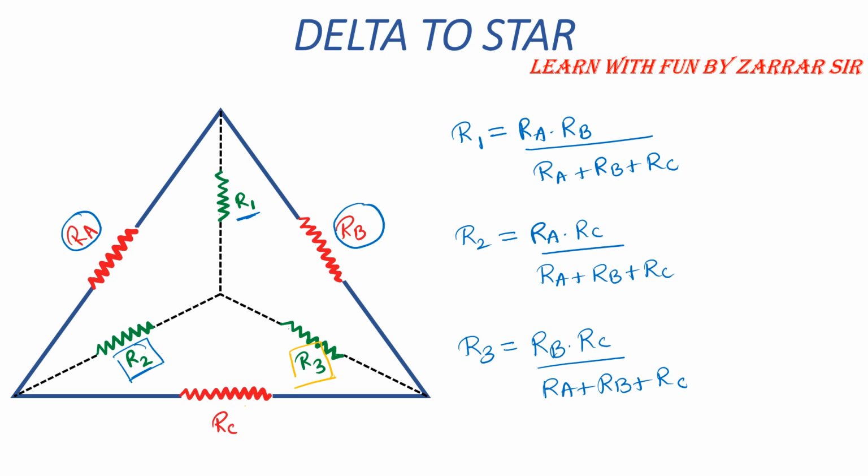Similarly, R2 is RA, see, look at this. This is R2. So R2 is RA into RC upon RA plus RB plus RC. And R3 finally is RB into RC, adjacent resistance divided by total resistance. So for delta to star, remember, you have to make a star network inside a delta and you have to take the adjacent, not the opposite. Remember, for delta you have to consider adjacent.